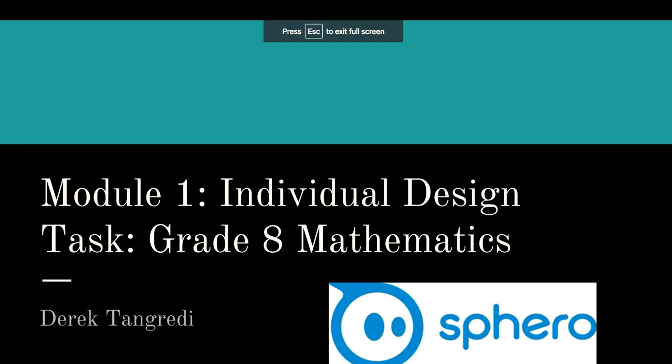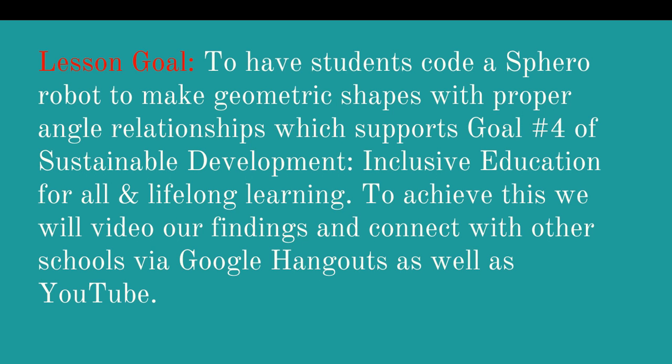Here's the introductory slide as we would have it. The lesson goal is to have students code a Sphero robot to make geometric shapes with proper angle relationships, which supports goal number 4 of the Sustainable Development Goals, Inclusive Education for All and Lifelong Learning. To achieve this, we will video our findings, or any teacher who elects to use this lesson would, and connect with other schools via either Google Hangouts or YouTube. You have different choices in case one doesn't work or a teacher isn't as familiar with one of those resources.